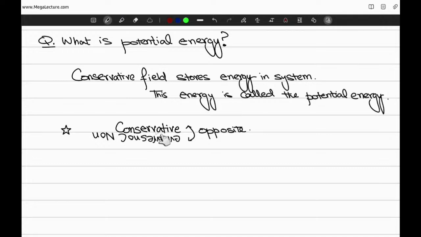And the conservative forces and non-conservative forces are exact opposites of each other. So the work done by a conservative force for a closed path is 0, but the work done by a non-conservative force for a closed path will not be equal to 0, and so on, right? So whatever you have for conservative forces, the opposite of that is a non-conservative force, definition wise, right?